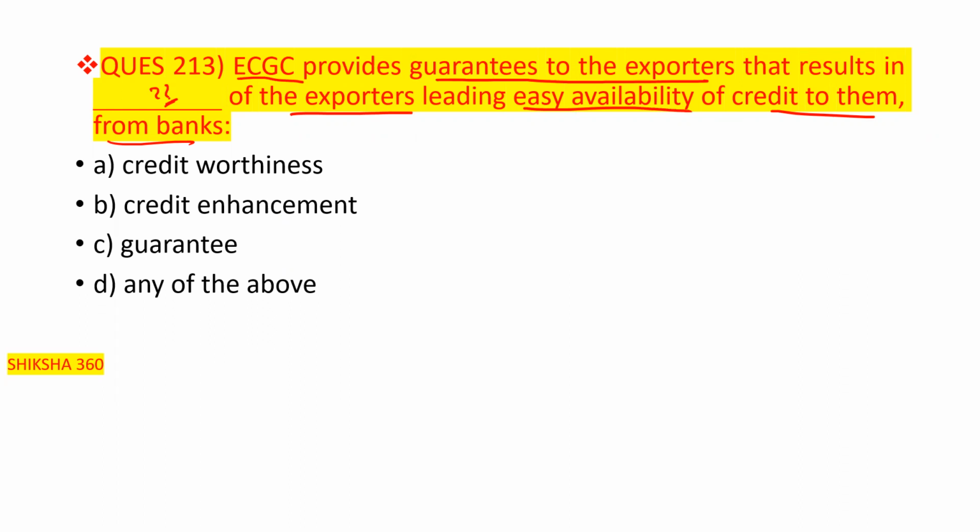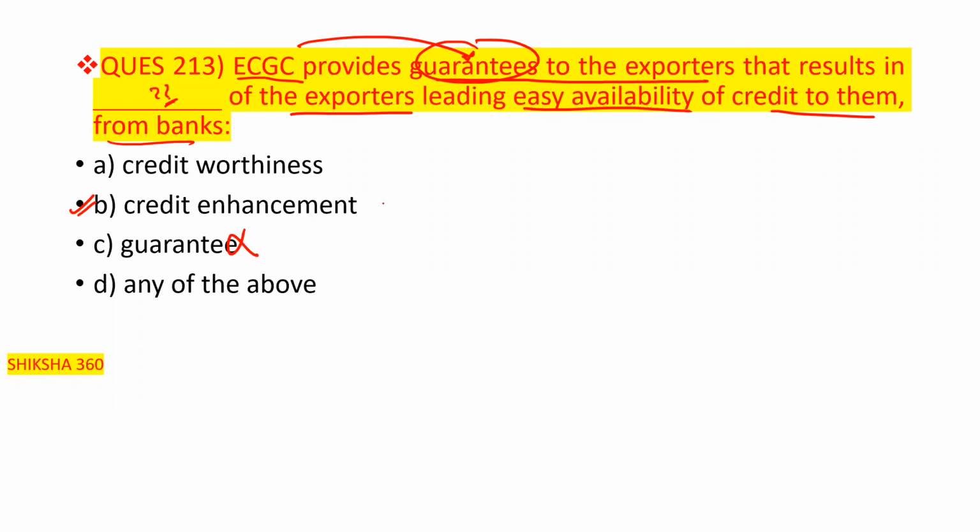That is, we can say that we are giving cash. That is known as credit enhancement. That results in credit enhancement. They will provide the guarantee that results in guarantee of the exporter. Some are giving option number C. How can you say the guarantee of the exporters? ECGC gives a guarantee to the exporter.